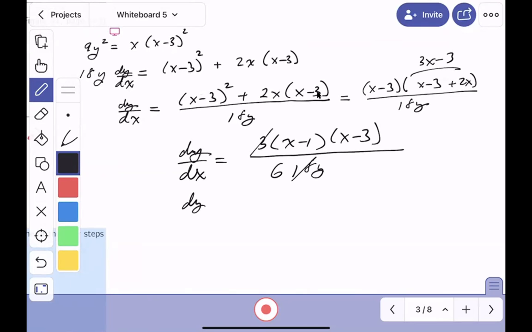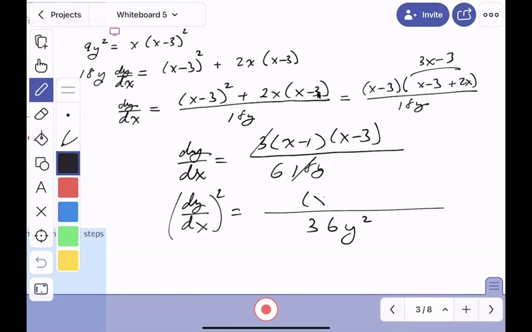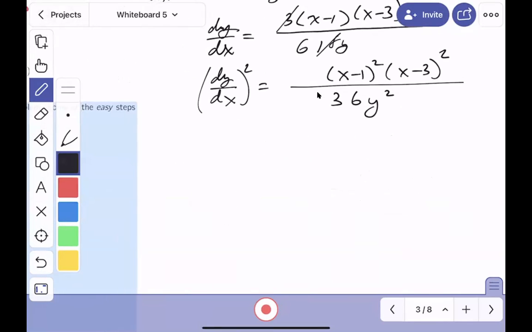So let's write down (dy/dx) squared. And what do you get? 36y squared, and then what do you get over here? (x minus 1) squared times (x minus 3) squared. Now what do I got to do? I got to add 1 to that. So 1 plus this.